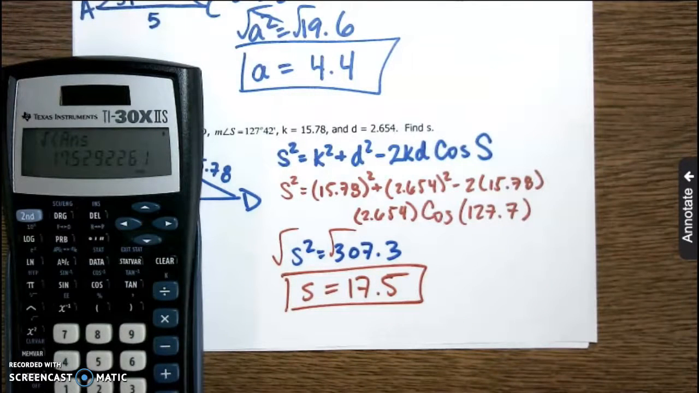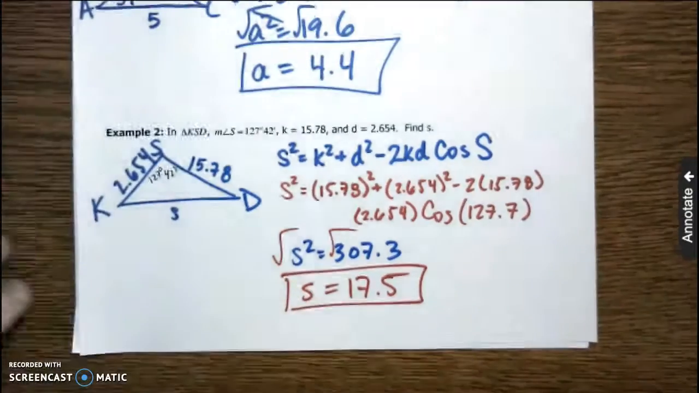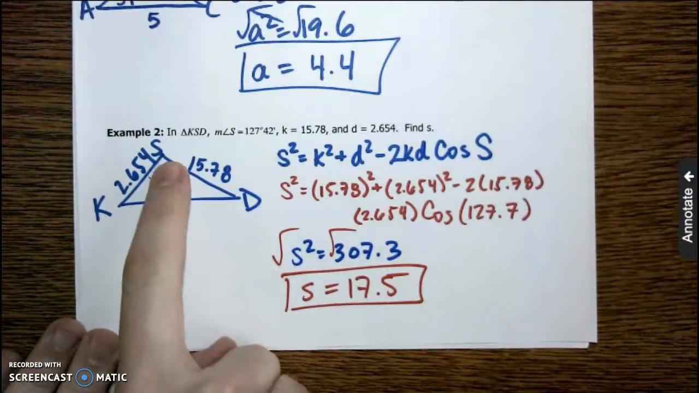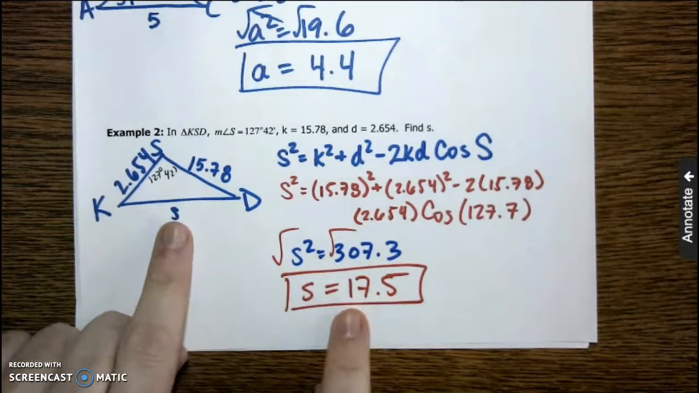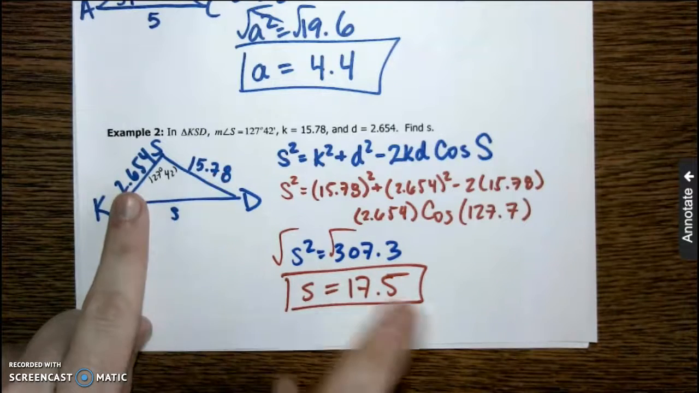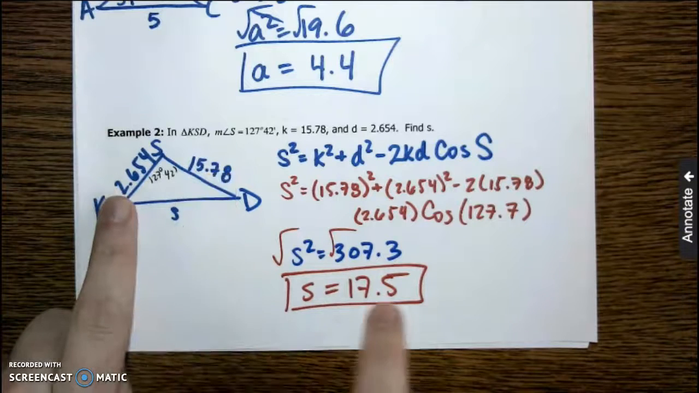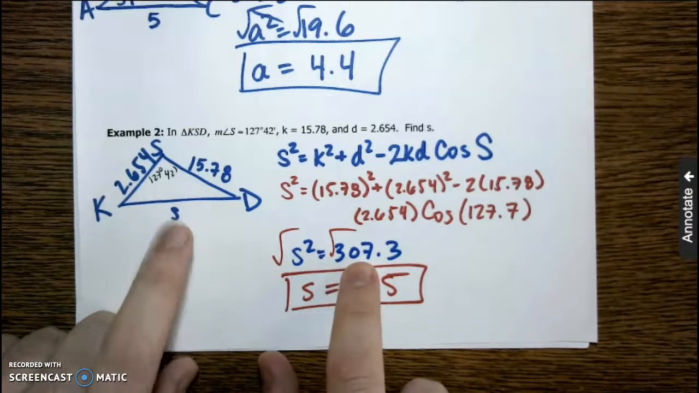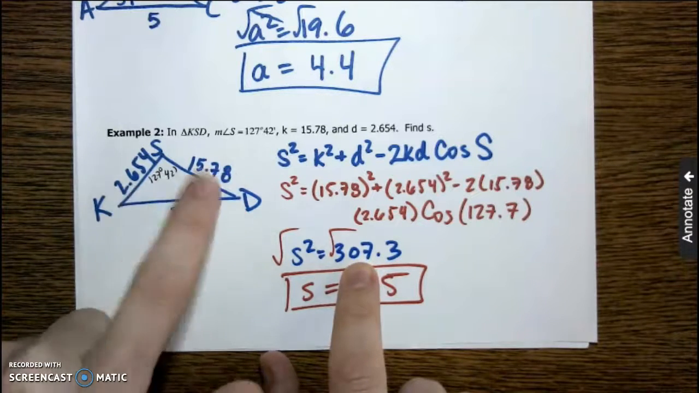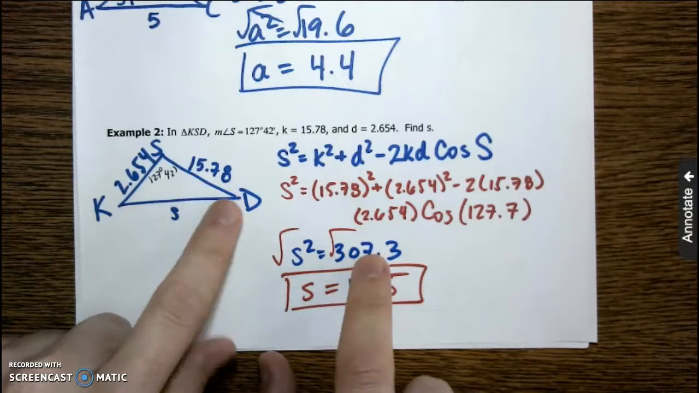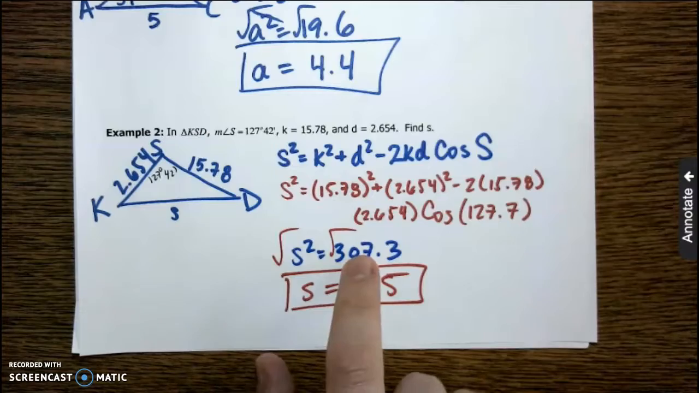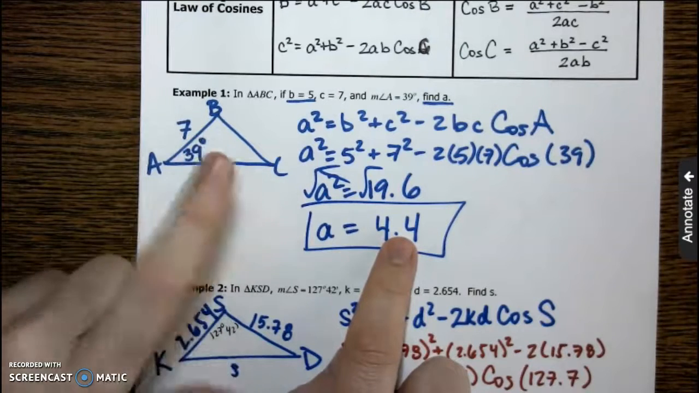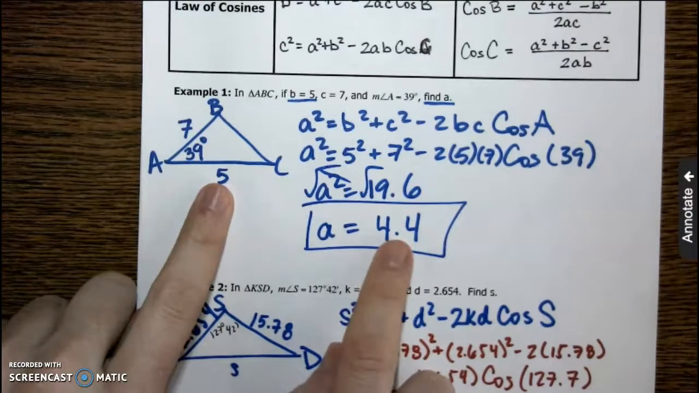Okay, another thing to look out for is look at your answer and see if it makes sense, because there's ways you could be doing this wrong. 127 is an obtuse angle, so S has to be my largest side of the triangle. And 17 is larger than 15 and 2. It's also comparable to 15 and 2. If I got 1007, I would feel like something's wrong. Or even if I got this 307, that does not look right compared to 2 and 15. So maybe I forgot to take the square root. That should clue you in that you did something wrong, or there's still another step. Same thing up here. I got 4, which is very comparable to 5 and 7. So that, to me, seems right.